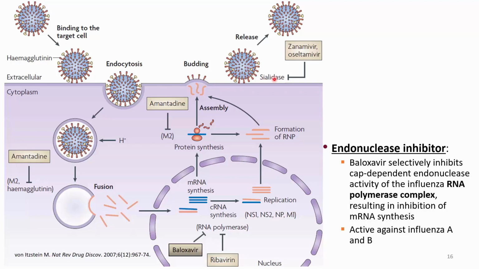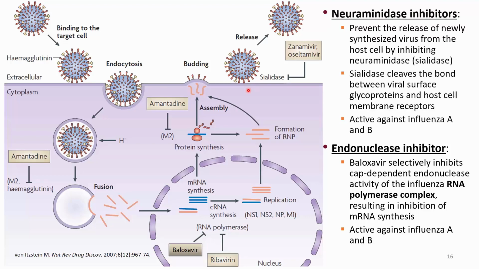So because that sialidase or neuraminidase is extremely important for the final step of releasing the mature virus from the host cell, we have a class of drugs called neuraminidase inhibitors, such as oseltamivir and zanamivir, which prevent the release of newly synthesized virus from the host cell by inhibiting sialidase or neuraminidase.